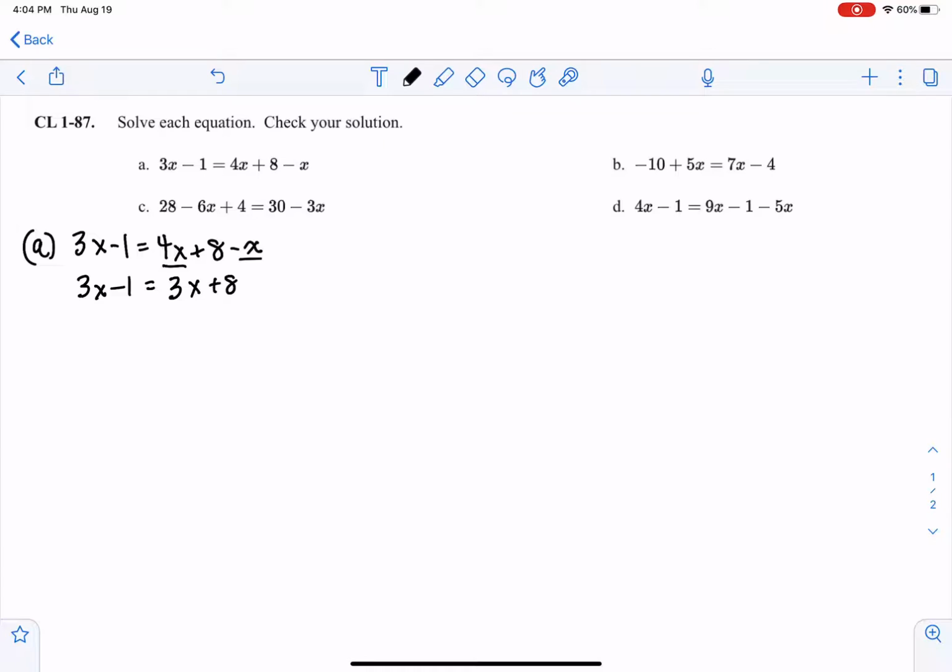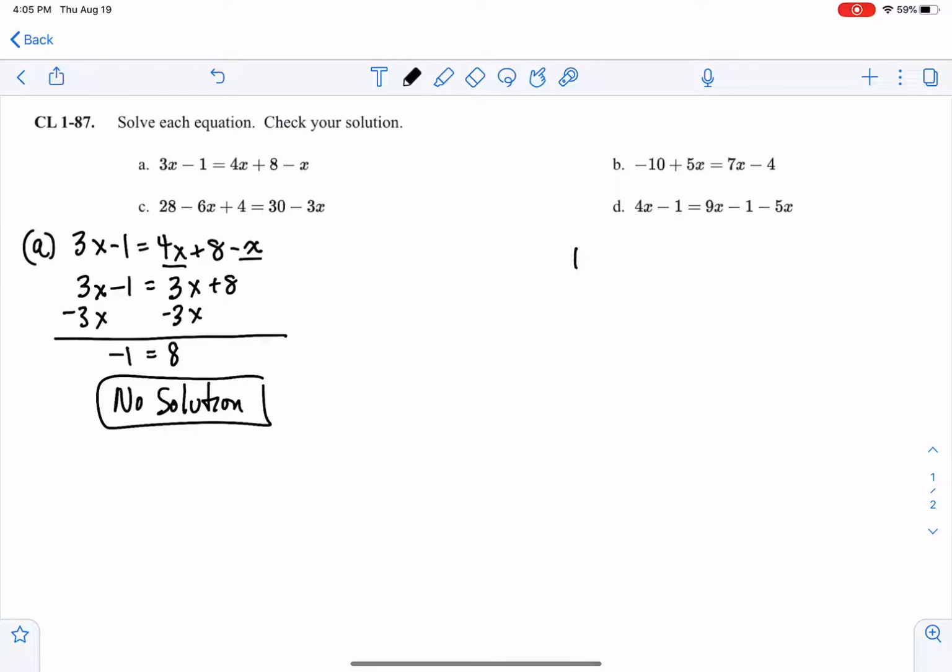So now I could subtract 3x from both sides, right? Subtraction property of equality. And I get negative 1 equals 8. And whenever I get to a point like this, I have to look at the equation and ask myself, when does negative 1 ever equal 8? It never equals 8. So the answer to A would be no solution.